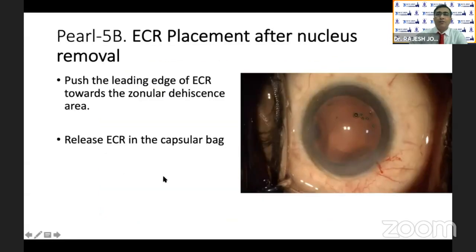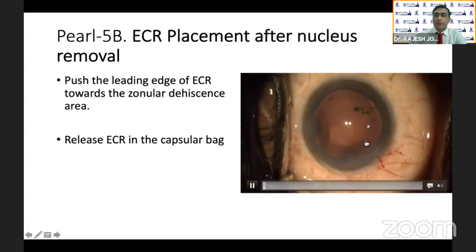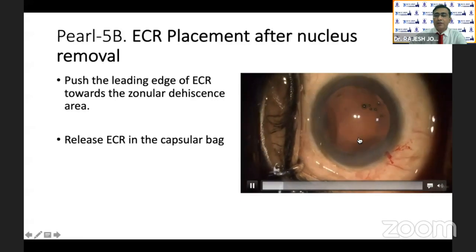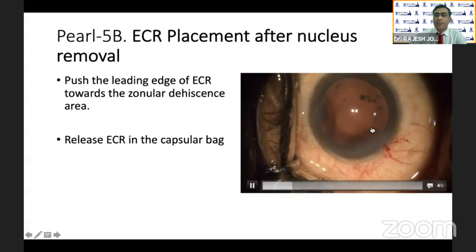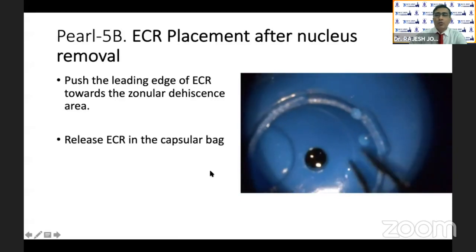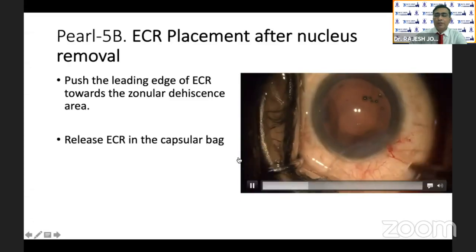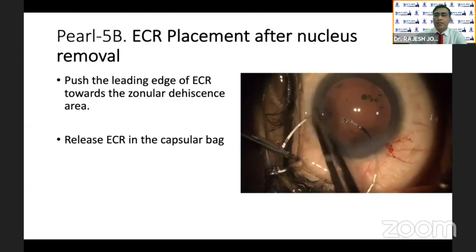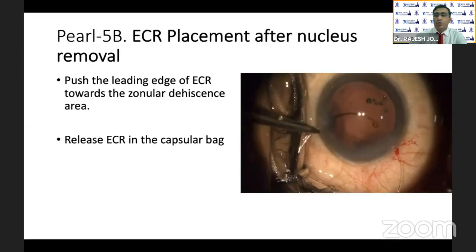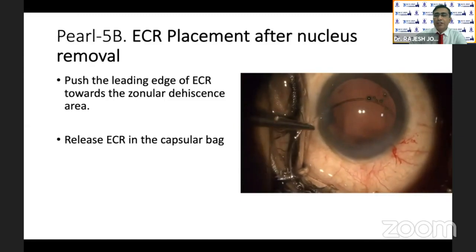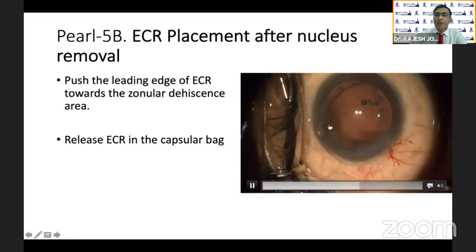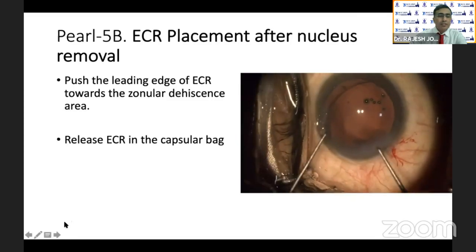It can be placed after the nucleus removal also. You can see the zonular dehiscence area near the incision site, and this part of the capsulorhexis has straightened up. So while placing the endocapsular ring, place the ring in such a way that it negotiates the dehiscence area first, and then the rest of the ring can be dialed into the bag as I have just described.